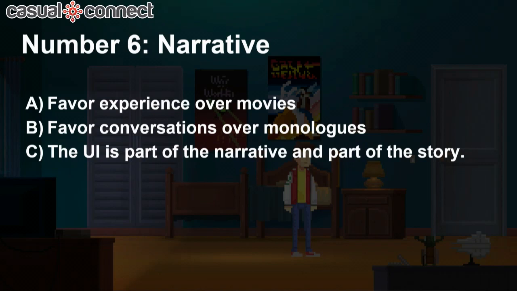So, about narrative, always favor experience over movies. Don't let the player fail. If he's going to be killed in a movie or whatever, let the player fight a little bit and then he dies, or whatever should happen, but try not to take control of the player too often, okay? Favor conversation over monologues, so don't let the guy be talking by himself all the time. Someone else should jump in and start a conversation. And if the player can choose what to say, it's much better, because the player is there to have agency, so you have to give the player agency, and that's what he's looking for.